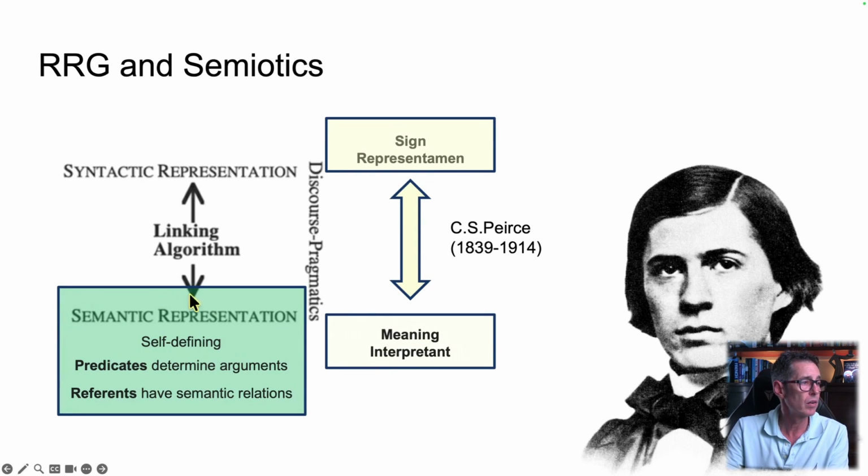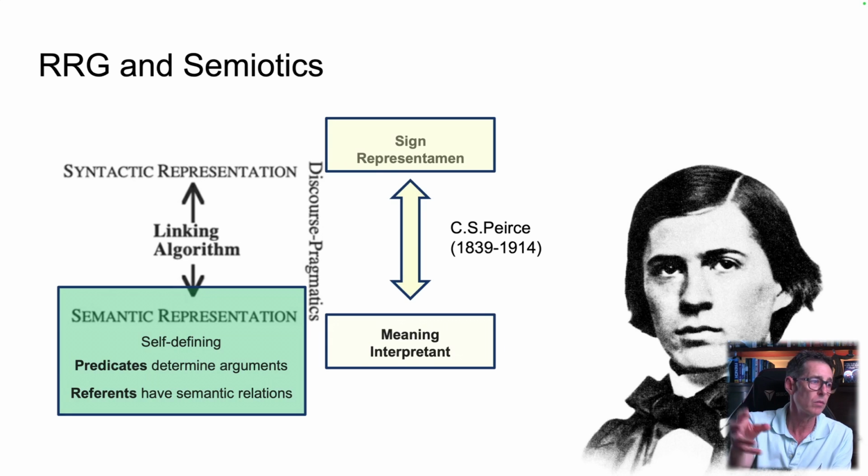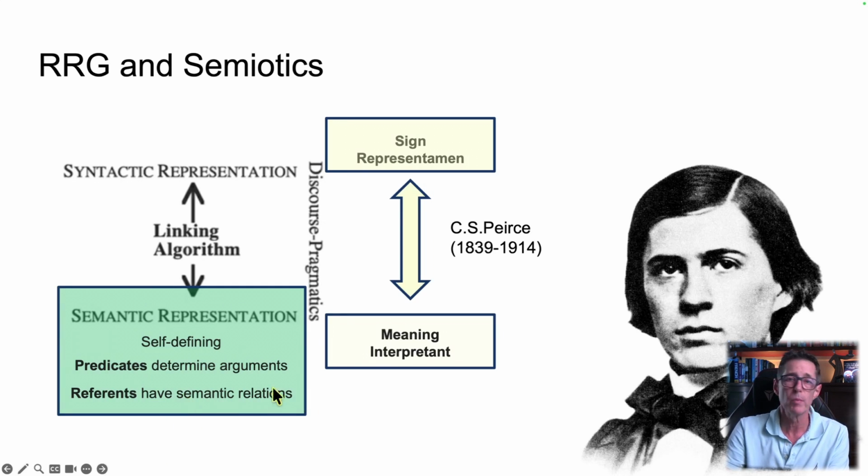And then here in our RRG representation, we've now got predicates and reference. The predicates are not the words themselves, but the word's meaning, which is defining its associations. And its associations include the arguments, the things that it's acting on, and it limits them. And then we've got reference, which have semantic relations.